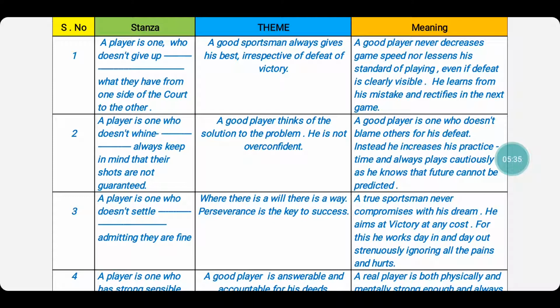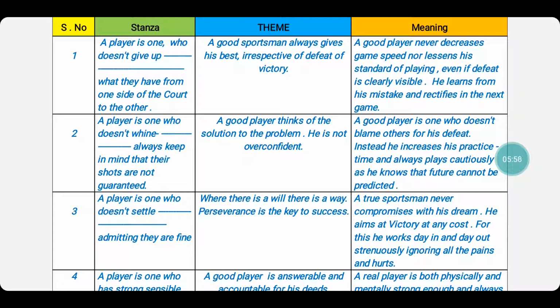The theme of this stanza is: a good player thinks of the solution to the problem. He is not overconfident about himself. He is level-headed, always has a practical outlook and always finds the solution to the problem.